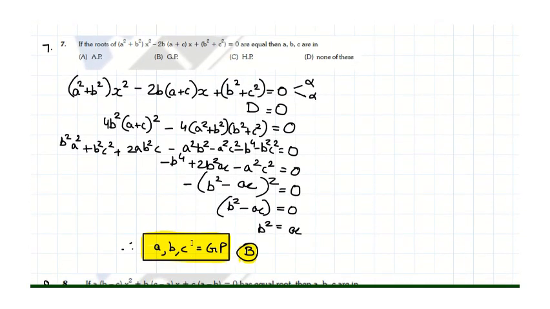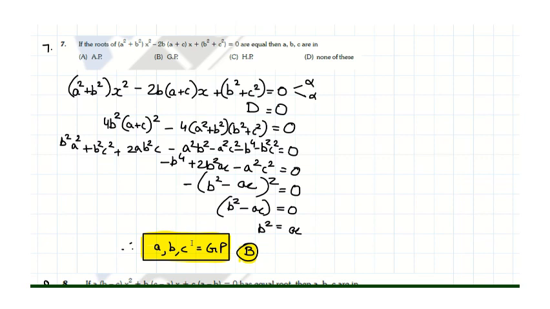In the seventh question, it's given that the roots of the given equation, a square plus b square times x square minus 2b times a plus c times x plus b square plus c square equal to 0. We need to find what form of a progression a, b and c form, or we need to find that they do not form any progression. We can apply the formula discriminant equal to 0 if the roots are equal. We get minus 2b times a plus c whole square minus 4 times a square plus b square times b square plus c square equal to 0.